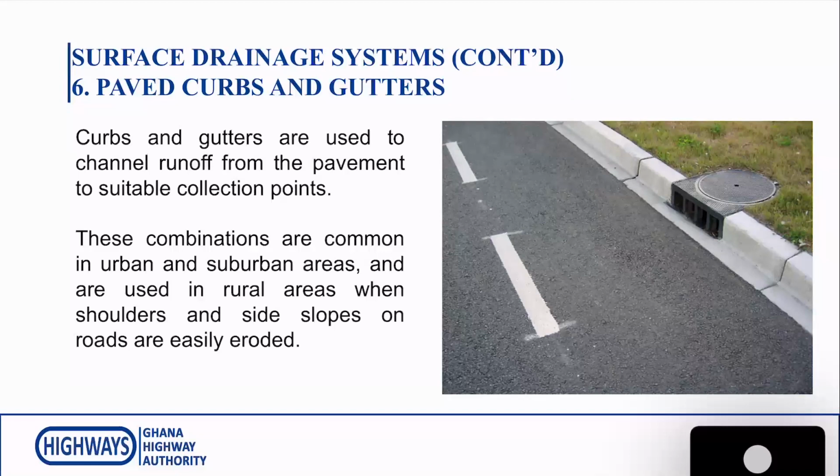The next drainage factor we have is what we call paved curbs and gutters. Now, these are normally used to channel the runoff from the pavement to suitable collection points. And the combinations are common in urban areas and also suburban areas, and could be used in rural areas when shoulders and side slopes on roadways are easily eroded. You don't normally have them in rural areas, but in urban and semi-urban areas, they are always around, and they are effective ways of controlling rainwater and draining them from the road surface.